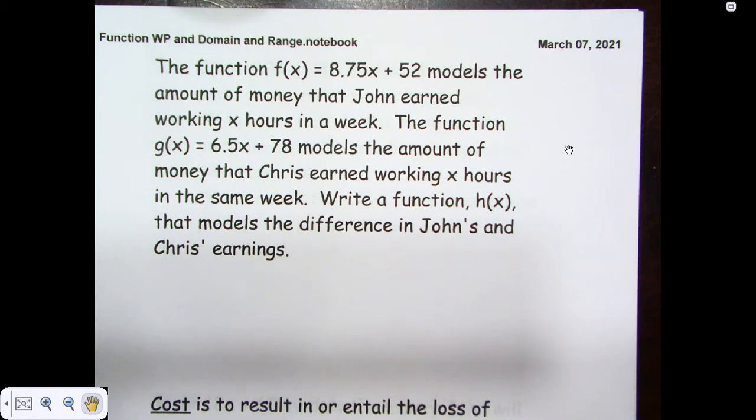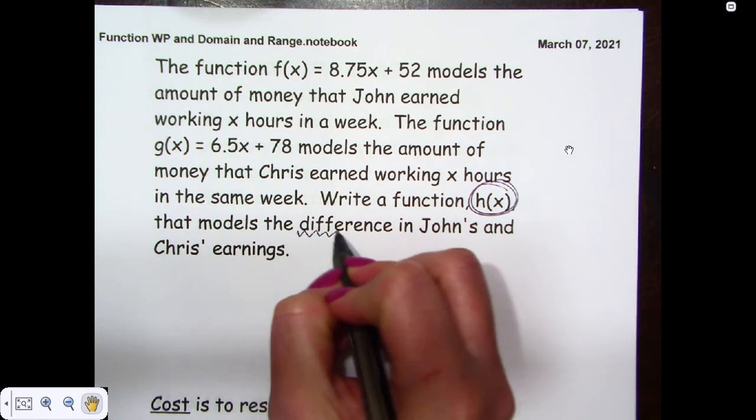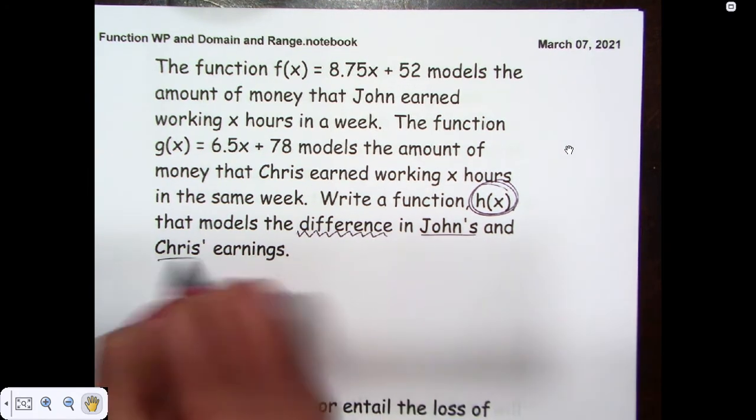Okay, the function f of x equals 8.75x plus 52 models the amount that John earned working x hours in a week. G of x is 6.5x plus 78 is the amount of money that Chris earned working x hours in the same week. They want you to write a function and label it h of x, so they tell us here what to label it, that models the difference in John and Chris's earnings.